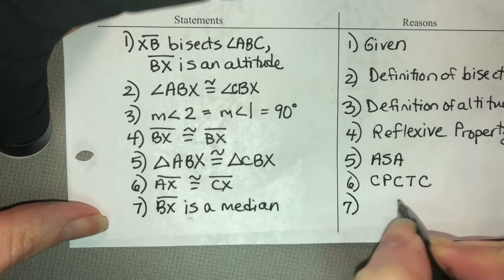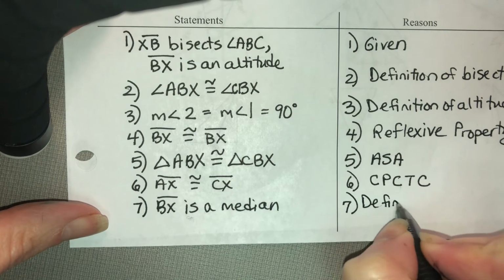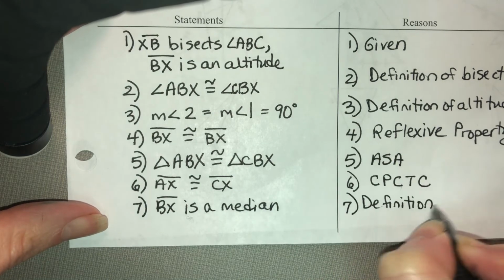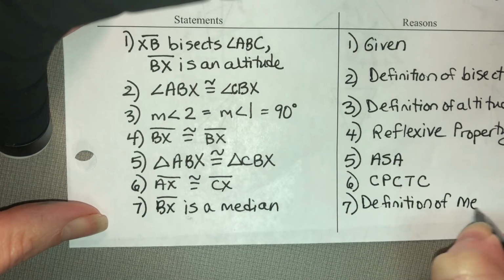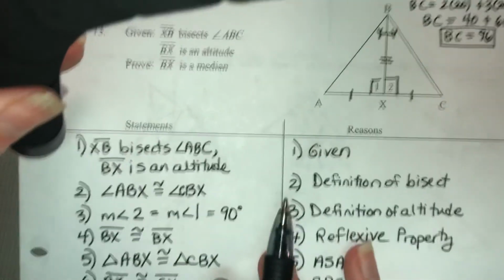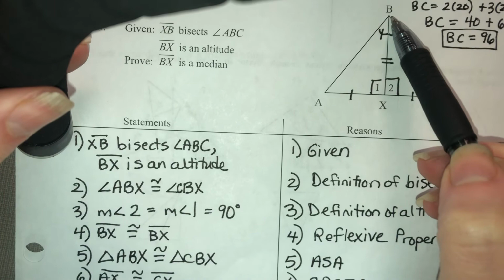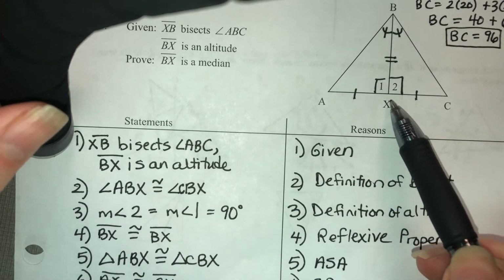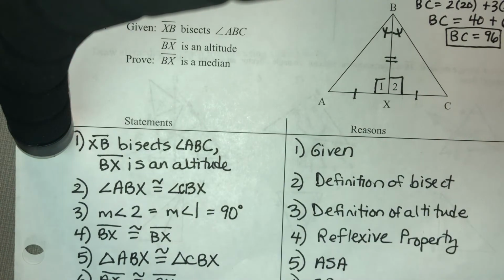by the definition of median. A median is a line segment connecting a vertex of a triangle to the midpoint of the opposite side. Okay? So that one is done. Let's take a look at the next one. We have another proof to practice.